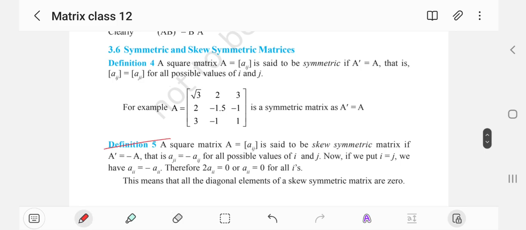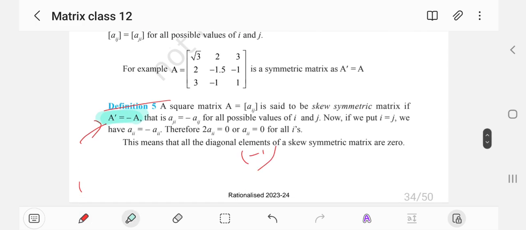Now moving ahead to the next definition, the skew-symmetric matrix. A skew-symmetric matrix in simple language is one in which the transpose matrix is the same as the original matrix, with just a small difference of a negative sign. That is, my transpose matrix is the same as the original matrix, just with a difference of minus 1. This is how we define the skew-symmetric matrix.